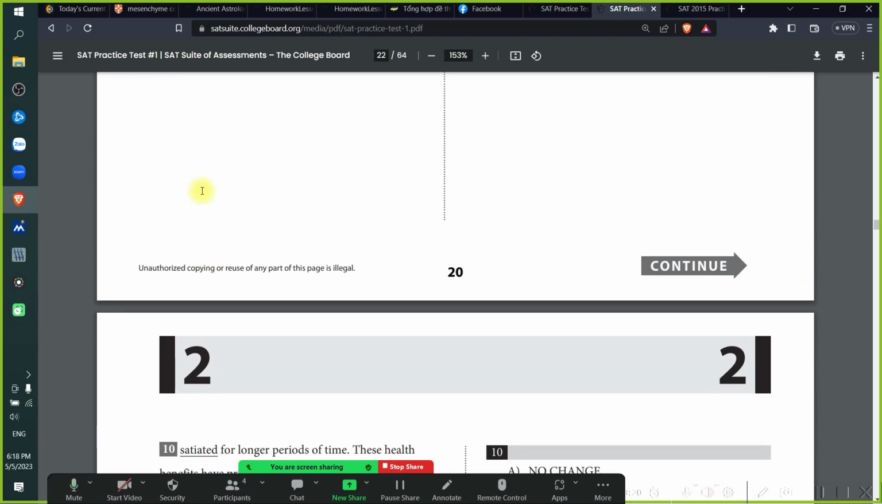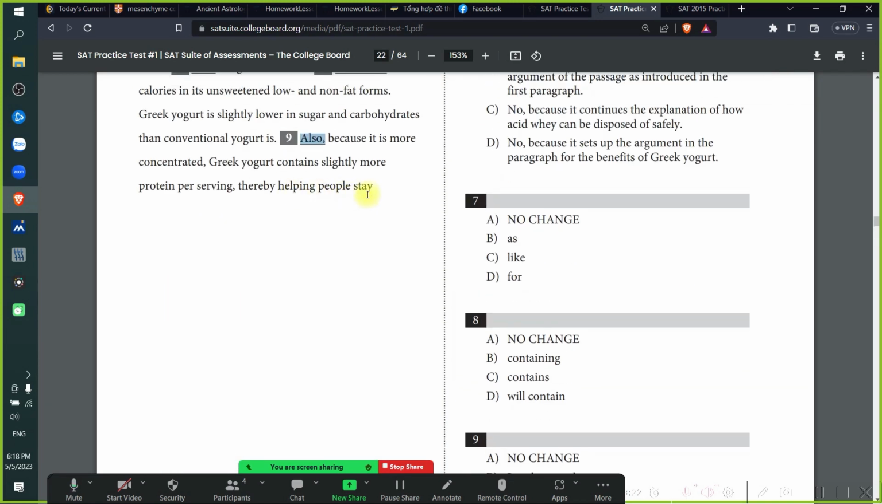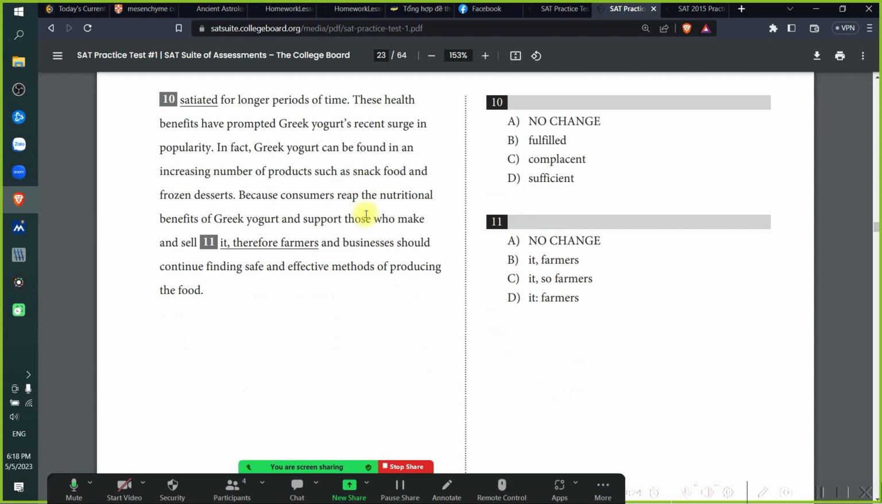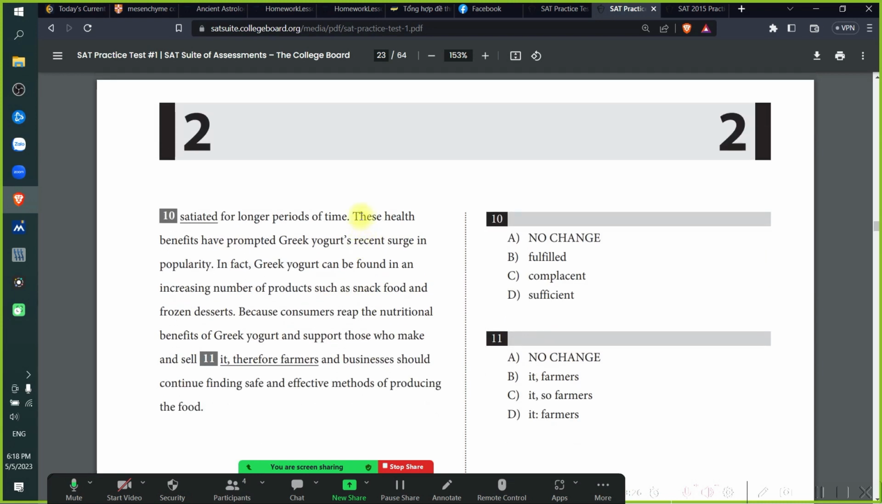Satiated. So where's that? Helping people stay satiated for a longer period of time. Giúp cho con người ta được no, cảm thấy no cho một cái giai đoạn thời gian dài hơn. So what does satiated here mean? Fulfill, lấp đầy. Complacent, tự mãn. Sufficient, vừa đủ. So which one? Or no change?